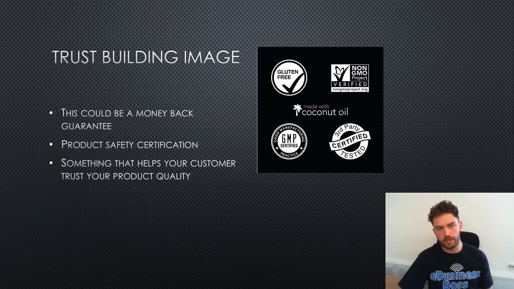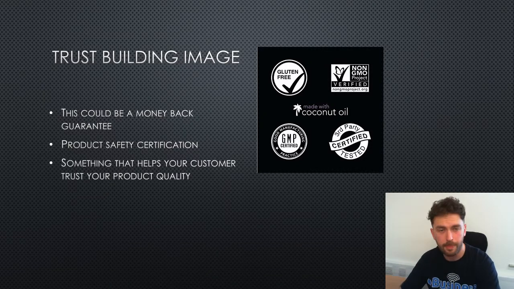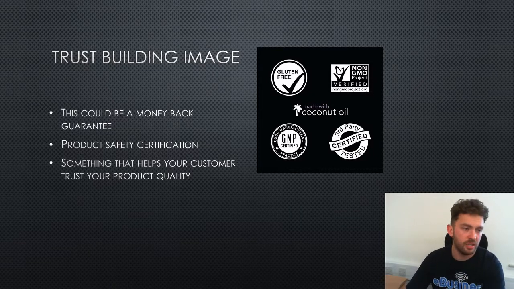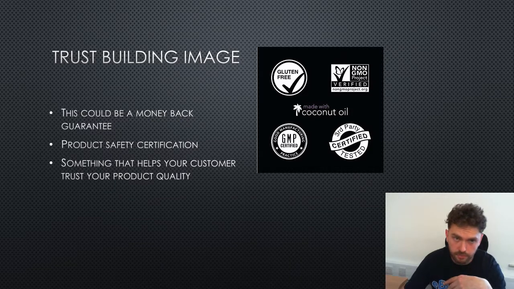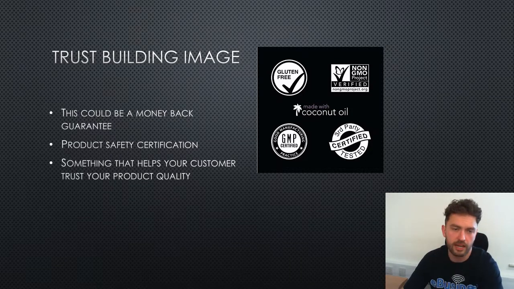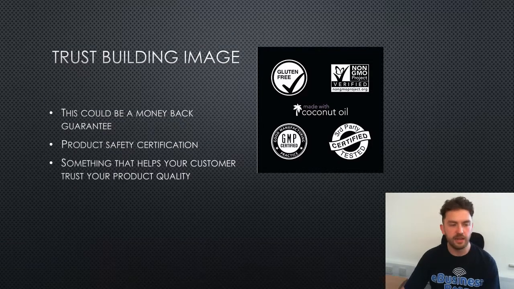So, a trust building image, and this is the image I'll finish on. This could be anything from a money back guarantee to product safety certification. Like this example you can see here, they're GMP certified. That's good manufacturing practice. They've got all sorts of verification certificates. They're gluten free. It's going to completely depend on your product. It's something that helps your customer trust your product quality.